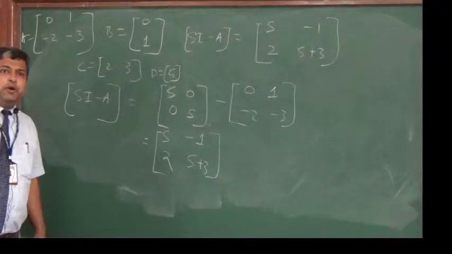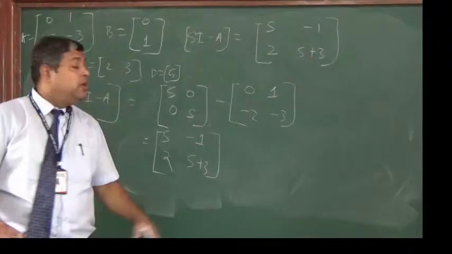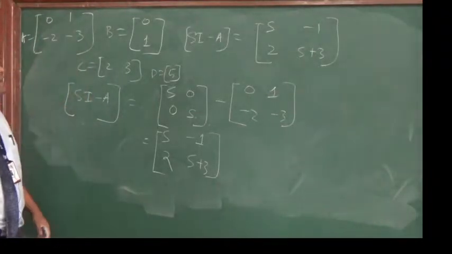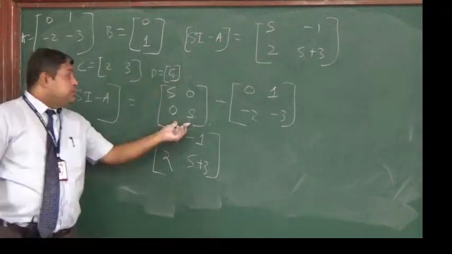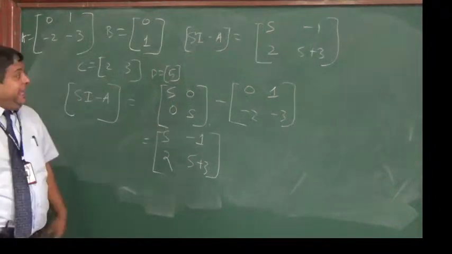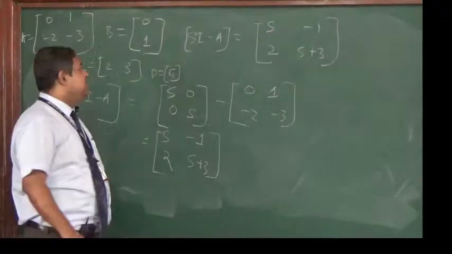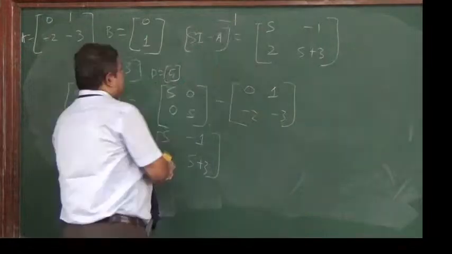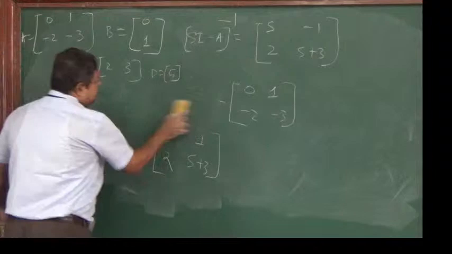A very important step, finding sI minus A. While finding the state transition matrix, STM, also we have to do this step. So please understand, sI minus A we have to find. A is the system matrix, and I we have to choose as per the dimension of A. So sI minus A is like this. Next step, find sI minus A inverse. First I told you how to find sI minus A, then find sI minus A inverse.